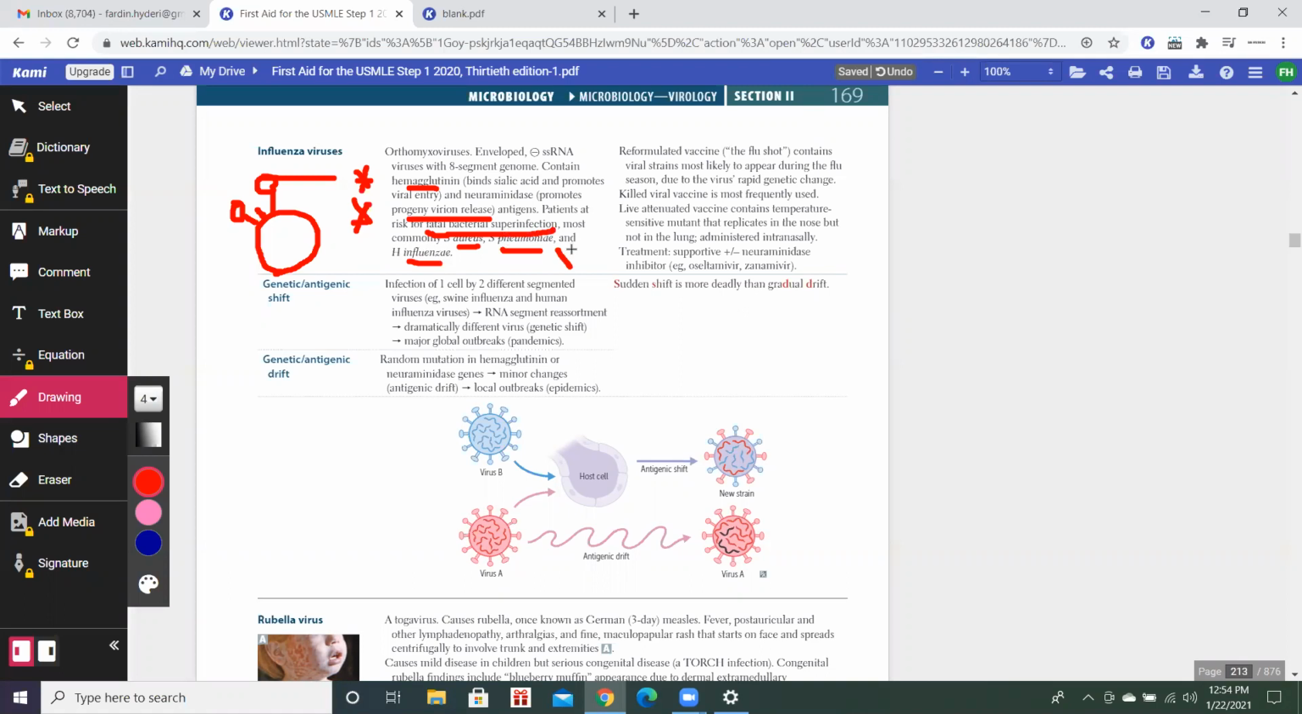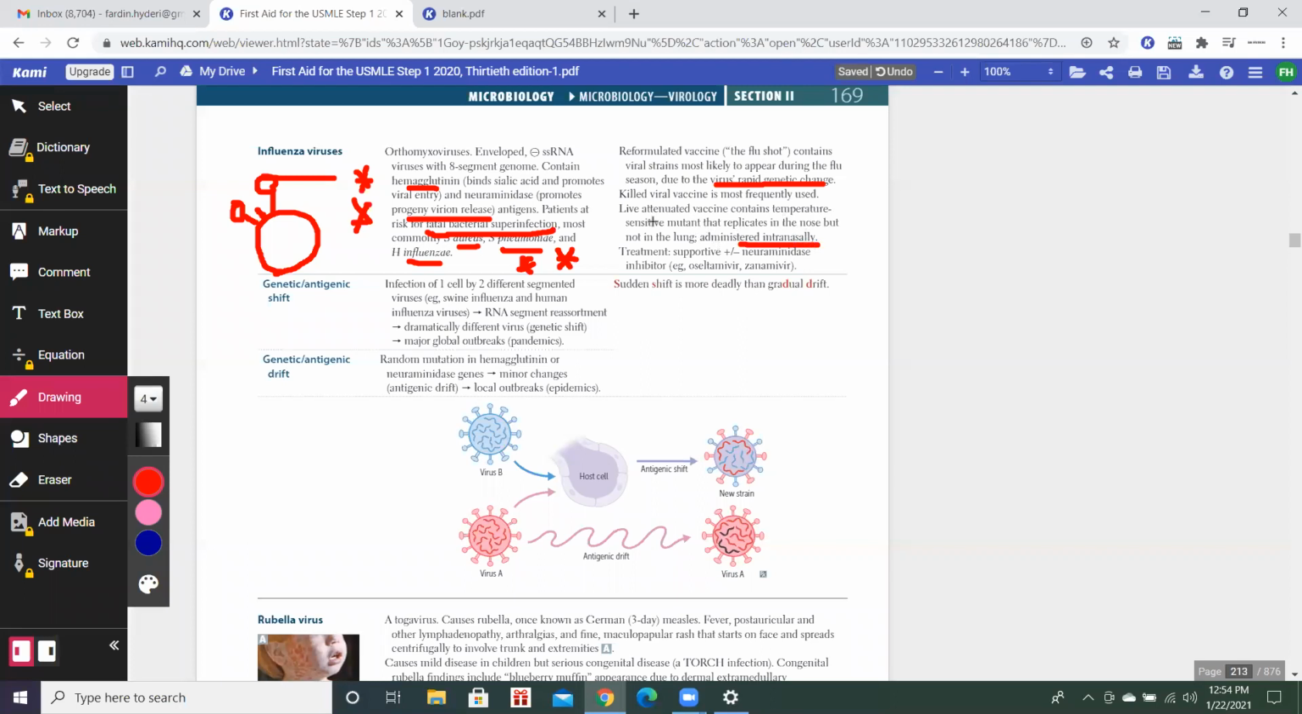Now, reformulated vaccines contain viral strains most likely to appear during the flu season due to the virus's rapid genetic change. Okay, the virus changes very quickly because, do you realize that since it's a segmented virus, there's a possibility for genetic reassortment to happen very quickly? Yes or no? We talked about this. Yes, okay, so killed viral vaccine is most frequently used. Live vaccines contain a temperature sensitive mutant that replicates in the nose but not in the lungs, so it's administered intranasally. So we give this intranasally.